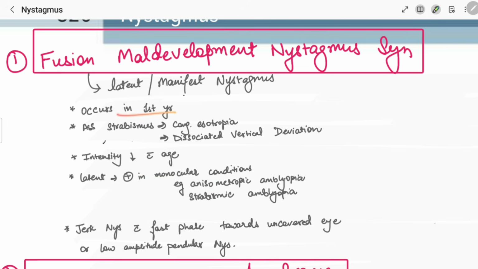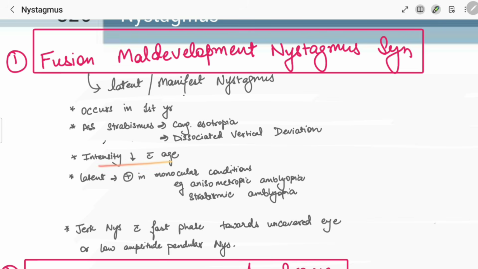So it occurs in the first year, and the kind of strabismus which can be associated is congenital esotropia or dissociated vertical deviation. Dissociated vertical deviation means when a person is not focusing, then one eye goes upward and one eye goes downward. This is called DVD, or dissociated vertical deviation. The deviation is dissociated. One is up and one is going down.